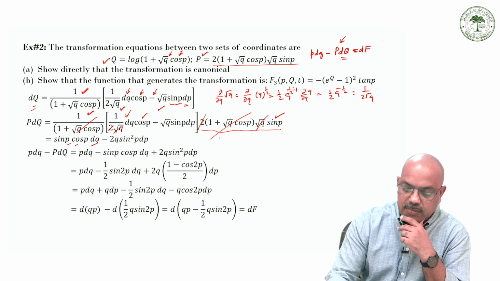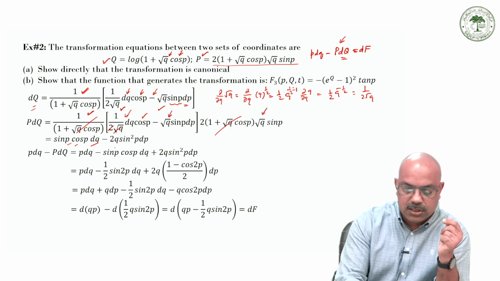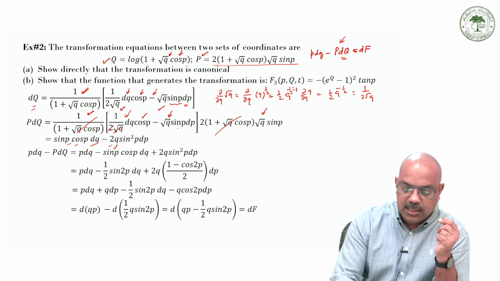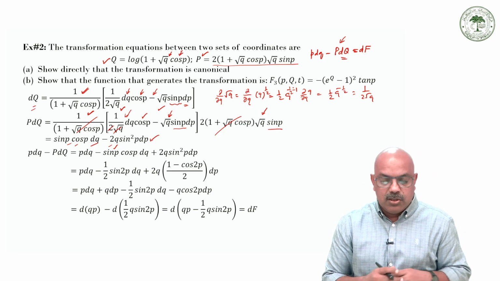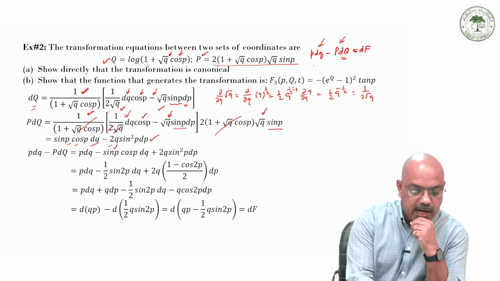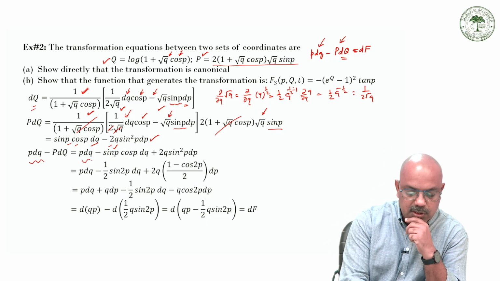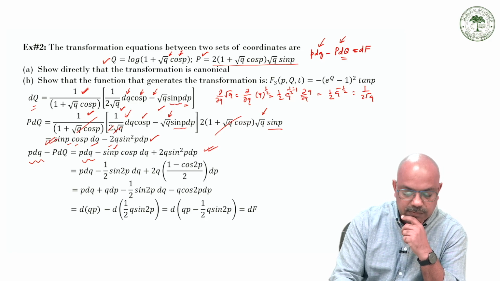And for the second term, this whole thing is gone with that, and with this q, the q becomes under root q, and this 2 is there, and then sin p and sin square p dp, okay. So now I have to subtract it from p dq, so this is p dq, and the whole expression is here in front of you.